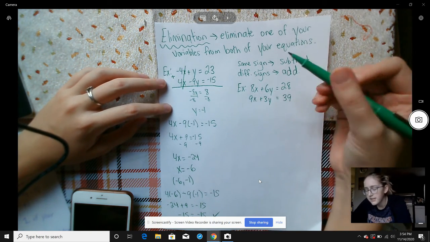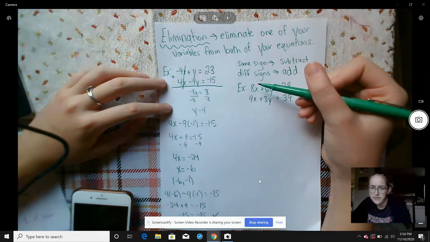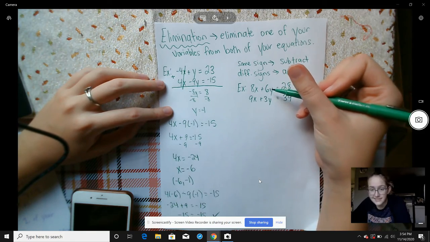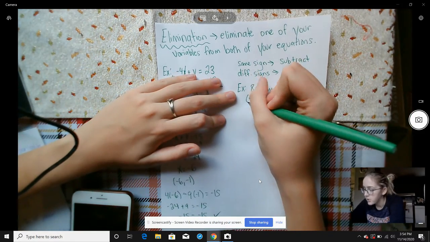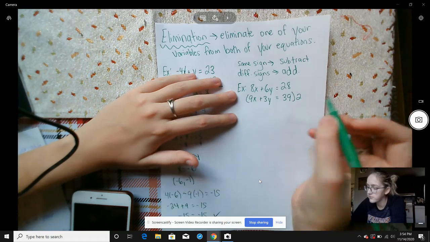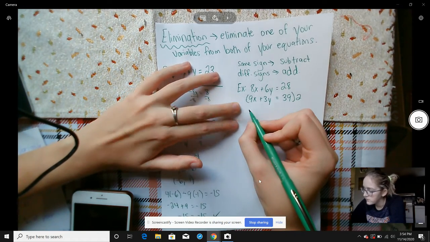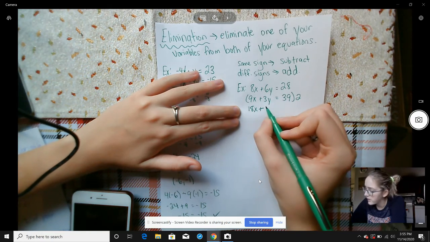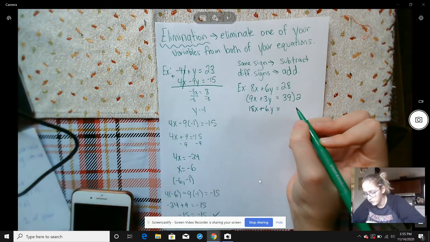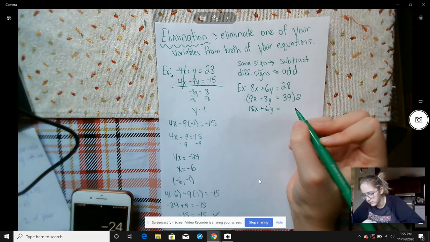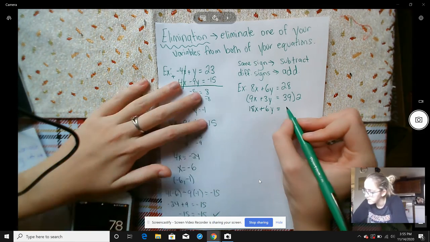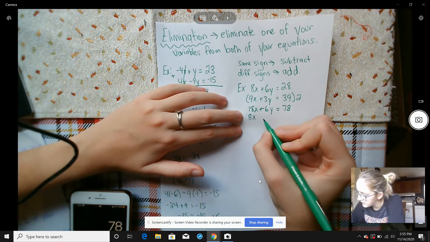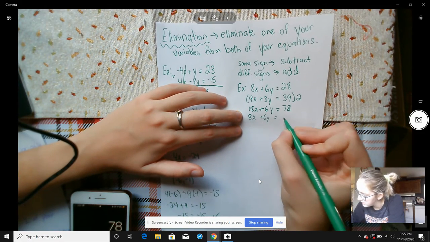So you cannot easily turn an 8 into a 9 or a 9 into an 8. But we can easily turn a 3 into a 6 by multiplying by 2. So you're going to multiply this whole equation by 2. So 9x times 2 is going to give me 18x. 2 times 3y is going to give me 6y. And then 2 times 39 is going to give me 78, I believe. Yes. Then I'm going to bring my other equation down. So 8x plus 6y equals 28.